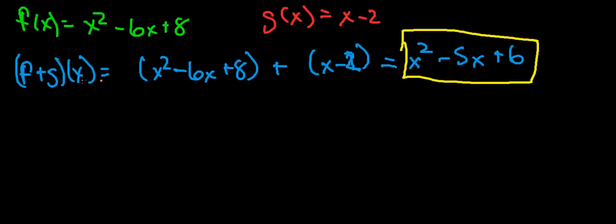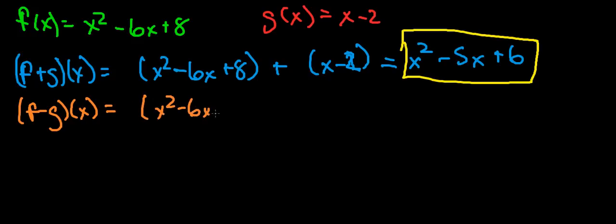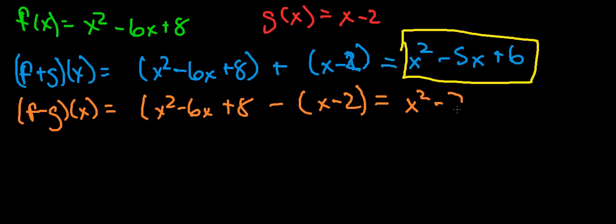Let's move on to subtraction, f minus g of x. And this is equal to x squared minus 6x plus 8 minus our g of x, x minus 2. We do the same thing. We have an x squared. We have a minus 6x minus an x. It's minus 7x. We have positive 8 minus minus 2, which is plus 10. There's our answer for that.